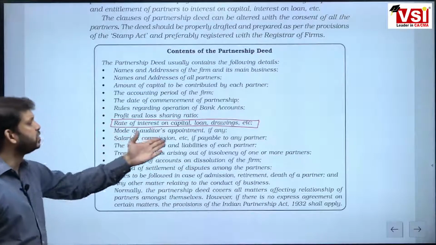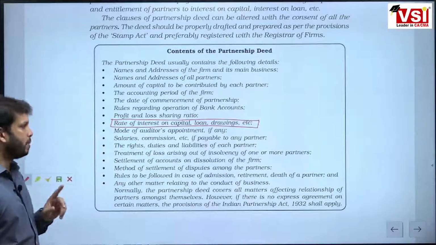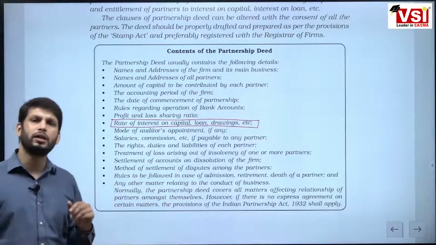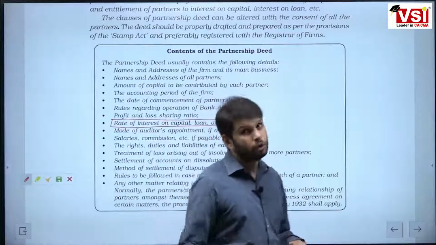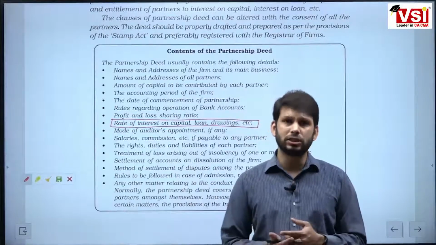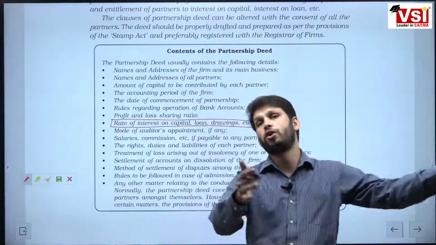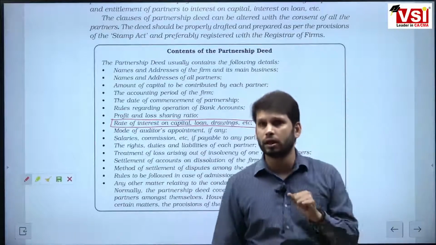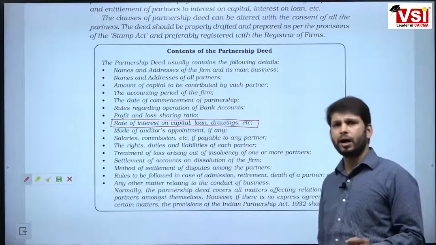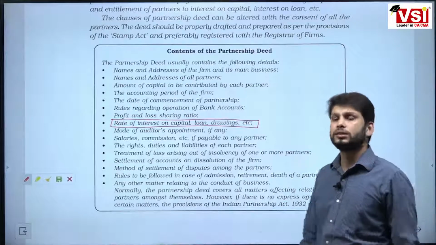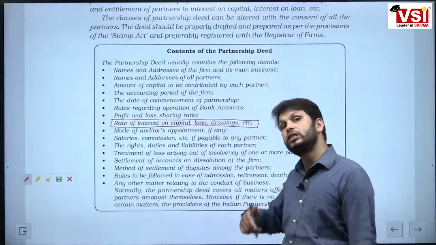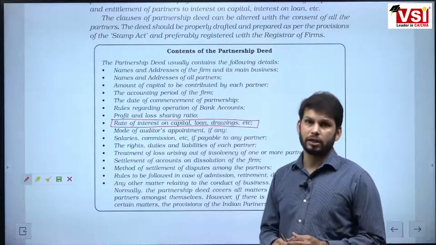Then salaries, commission, etc., if payable to any partner. Why? Because they are not compulsory. If a partner is working very hard and another partner is not working at all, first of all, is it allowed? Only one partner is working and the other is not working? Yes, it is totally allowed. Why? In mutual agency, any of them can act for all, so only one partner can act on behalf of all the other partners. So if one is working very hard, he can demand, only I am working, please give me some salary or some commission. If this is so, this can also be written in the partnership deed.